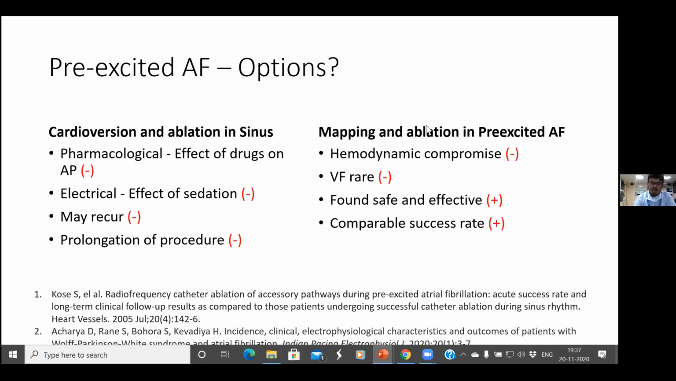And although there is a possibility of development of ventricular fibrillation, it is practically rare. So the main thing which we have to look for during mapping and ablation in a pre-excited area is the hemodynamics of the patient. Studies have reported that we can do the mapping and ablation in the pre-excited area safely, with a success rate which is comparable to the ablation done during sinus rhythm.